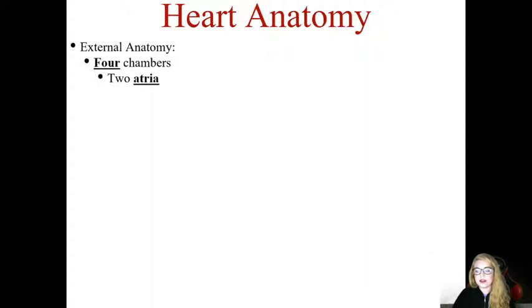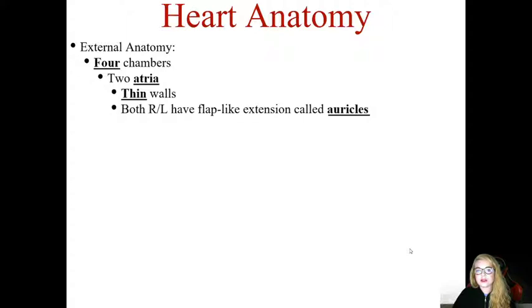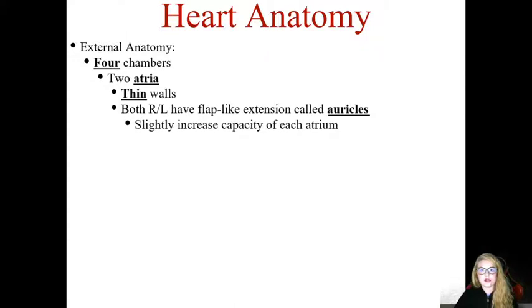The atria have very thin walls, and both right and left have flap-like extensions that are called auricles. Okay, and these auricles slightly increase the capacity of each of these atria. Okay, and the ventricles, on the other hand, have very thick walls. So the atria have thinner walls while the ventricles have thick walls. Okay, and the atria sit on top and the ventricles sit on the bottom. So if you go back to look at that image, you can see that.